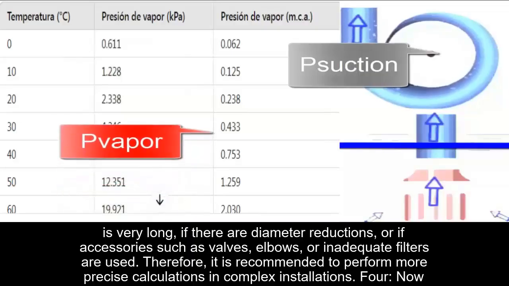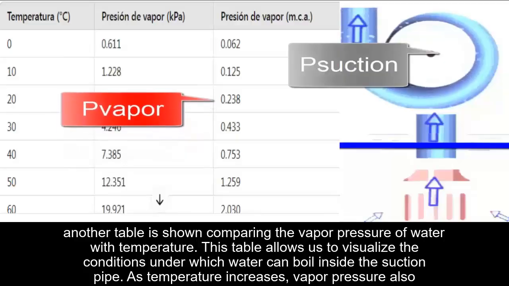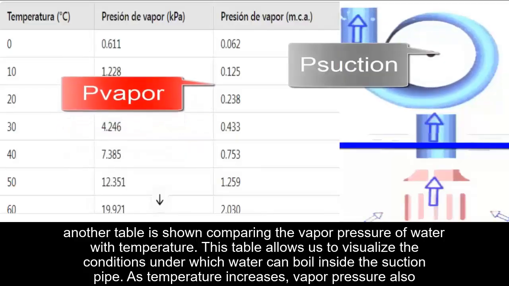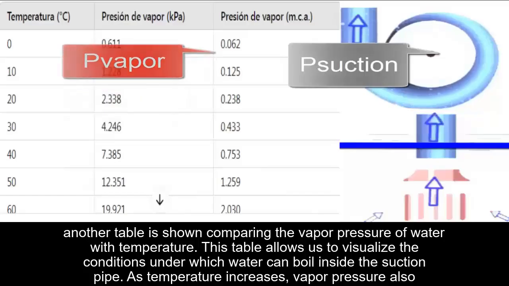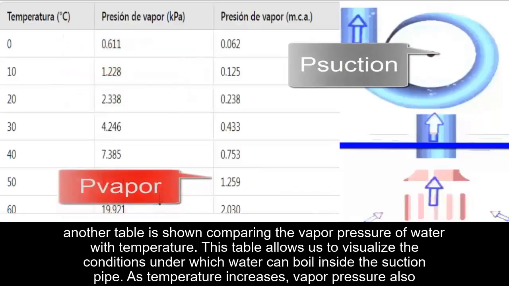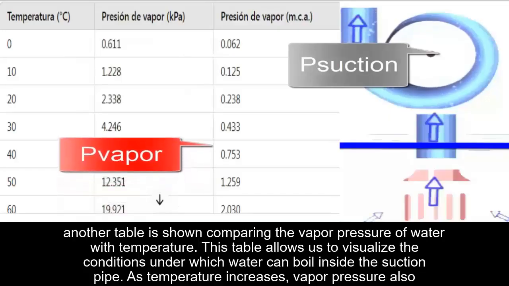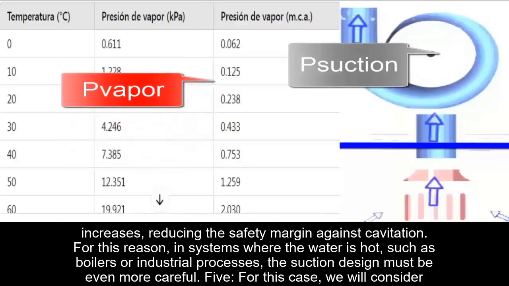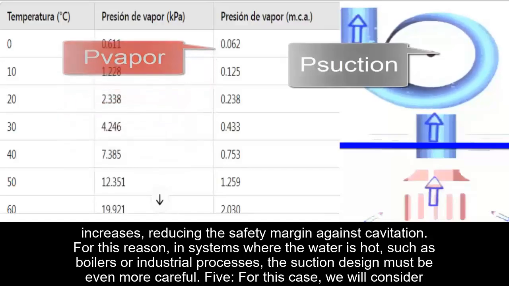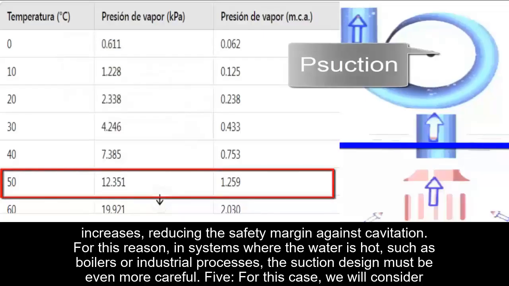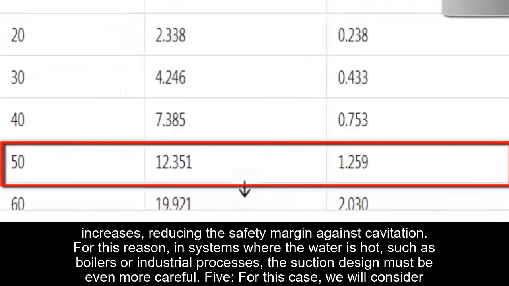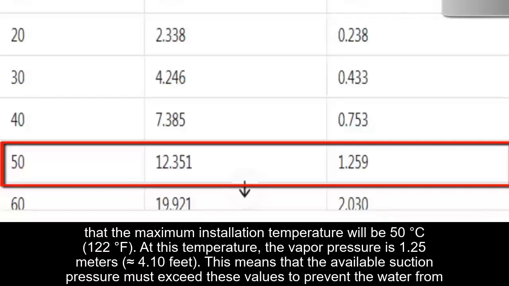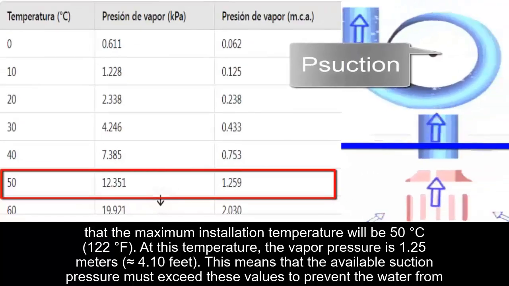4. Now another table is shown comparing the vapor pressure of water with temperature. This table allows us to visualize the conditions under which water can boil inside the suction pipe. As temperature increases, vapor pressure also increases, reducing the safety margin against cavitation. For this reason, in systems where the water is hot, like boilers or industrial processes, the suction design must be even more careful.